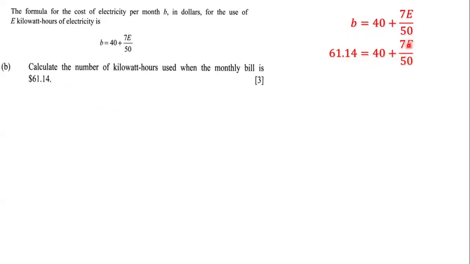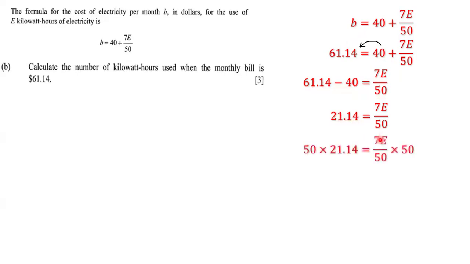Remember, our goal is to solve for E. We need to make E the subject. We need to figure out what is the value of E. So the first thing that we're going to do is take 40 and send it over the equal sign. And so we have 61.14 minus 40 is equal to 7E all over 50. The next thing that we're going to do is subtract. So we have $61.14 minus 40. And when we subtract, we get $21.14.